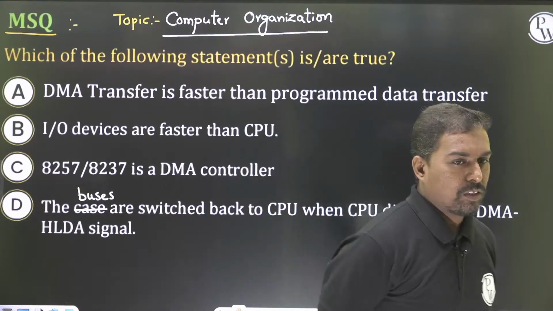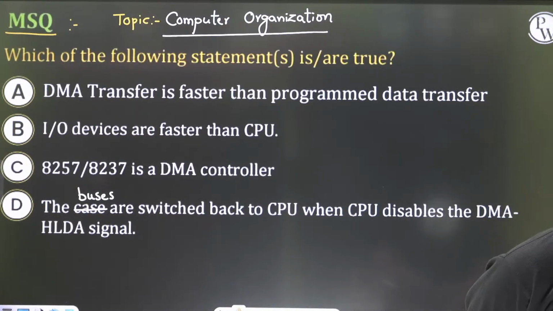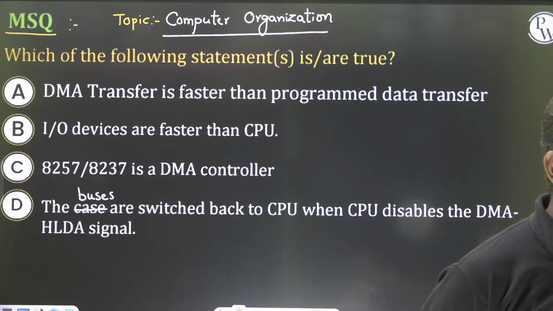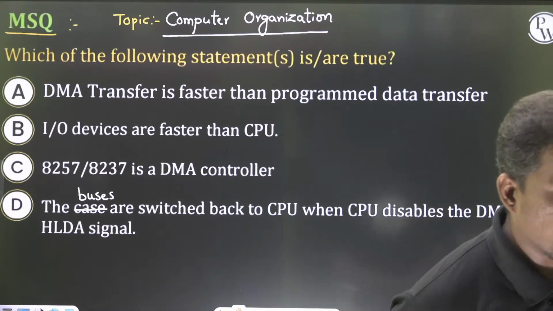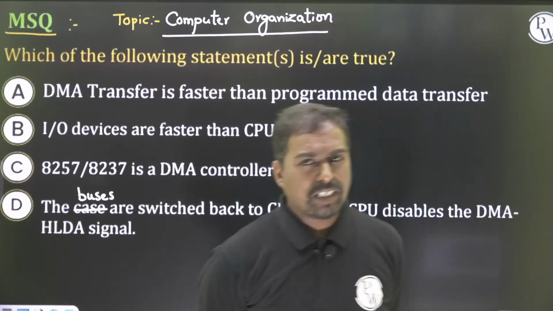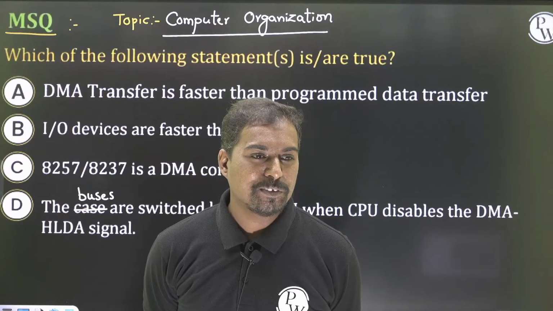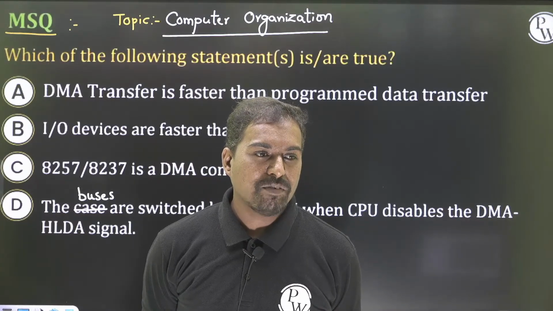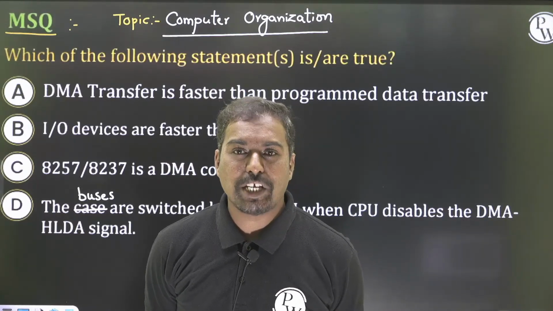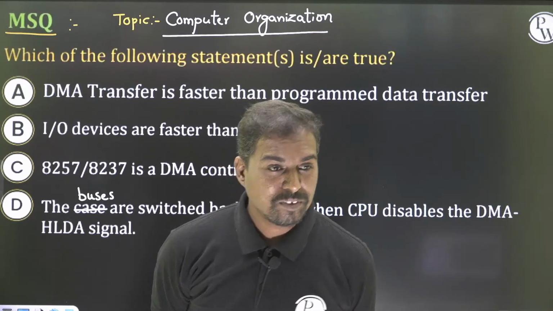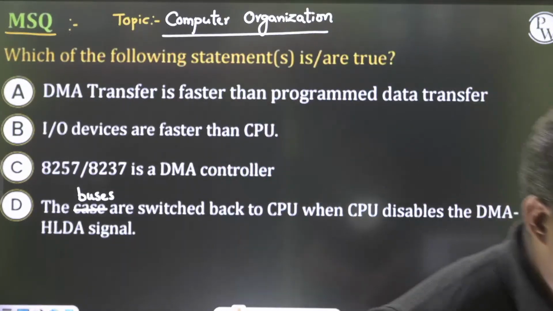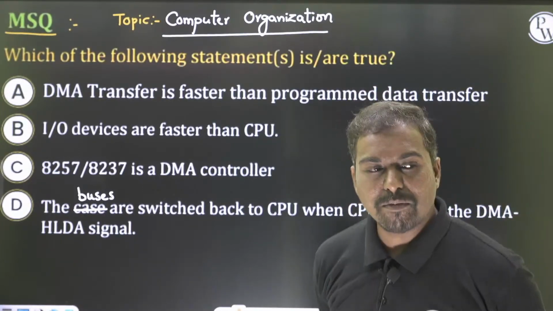So what is the answer here? IO devices are faster than CPU, Mr. Soumit Chaudhary. Please check your answer. Are IO devices faster? Are your keyboard and monitor faster than the CPU? I am asking which of the following statements is true. Is your keyboard faster than the CPU? Very good. DMA is the fastest.